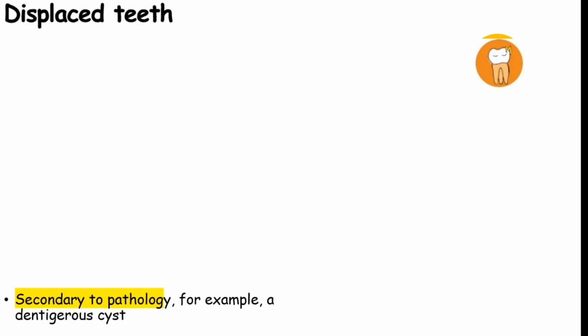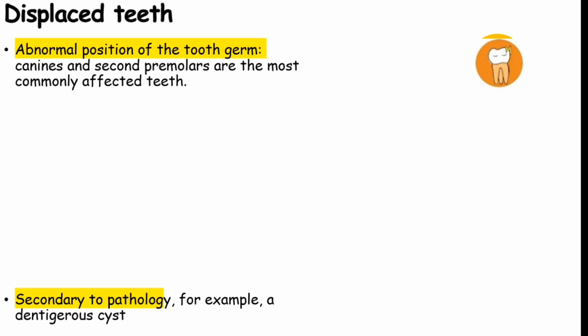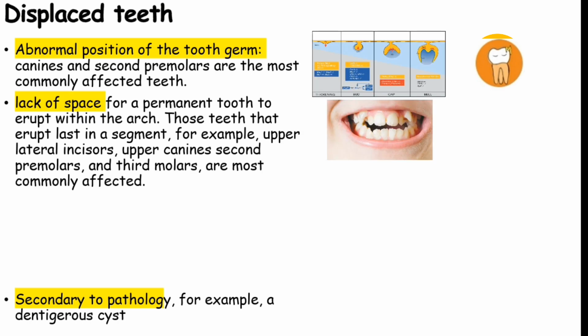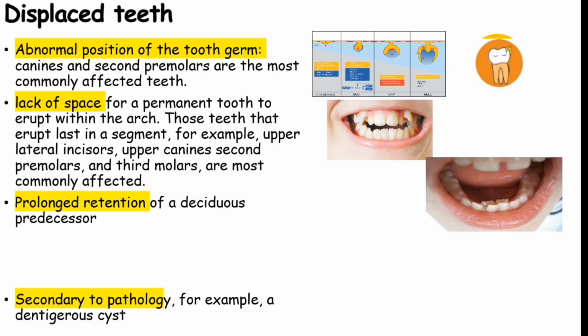Displaced teeth are another etiological factor of class 1 malocclusion, and it is due to abnormal position of the tooth germ. Canines and second premolars are the most commonly affected. There is lack of space for a permanent tooth to erupt within the arch. Those teeth that erupt last in a segment, for example, upper lateral incisors, upper canines, second premolars, and third molars, are most commonly affected. Prolonged retention of a deciduous tooth leads to crowding because of the retention of the deciduous teeth.